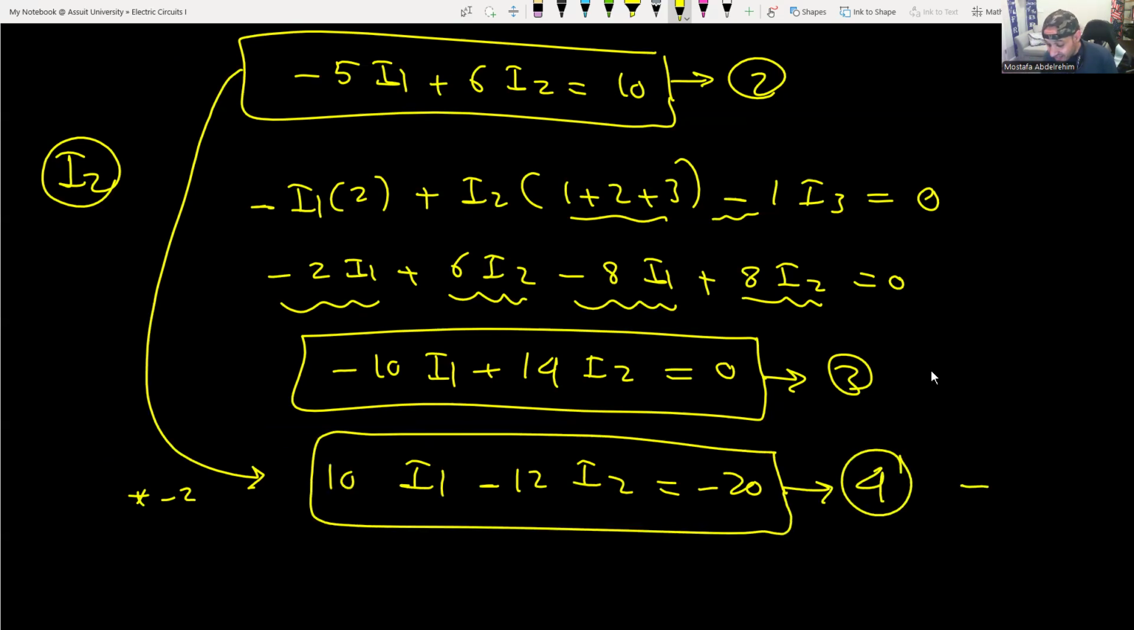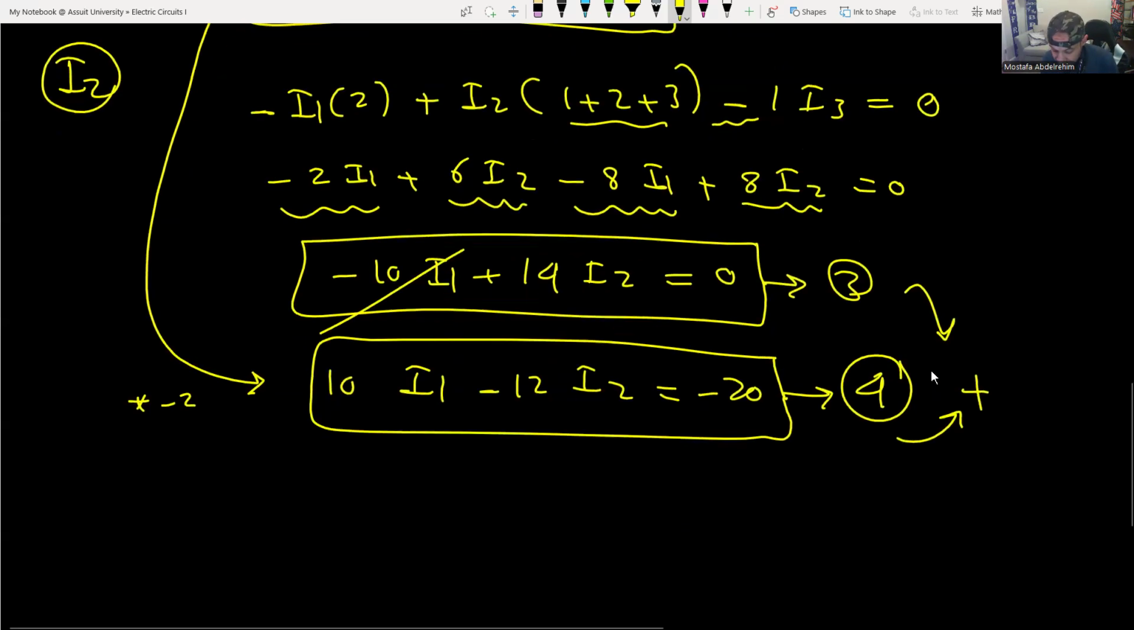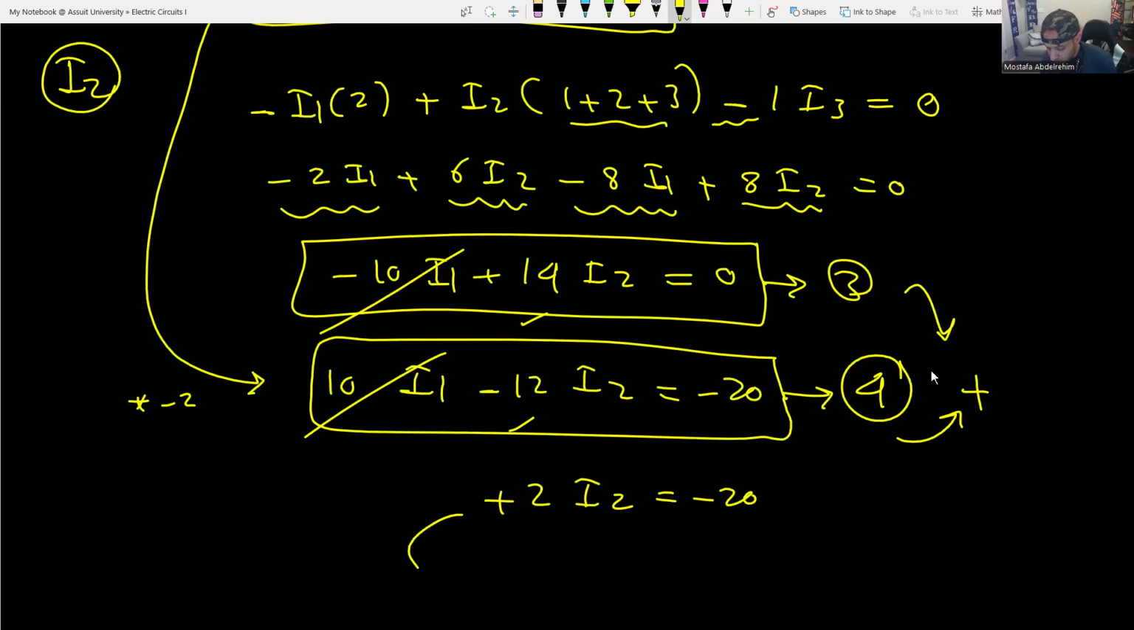Let's now add equation 3 and equation 4 together. If we add them, this term will cancel this one. We have here 14 minus 12, which will be plus 2 I2. We have 0 minus 20, which will be minus 20. So from that, I2 is equal to minus 10.